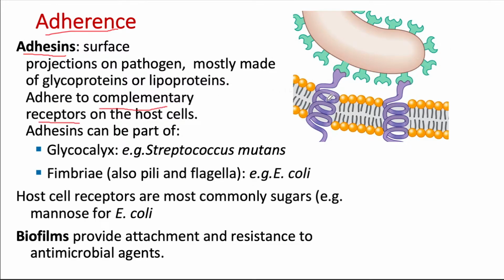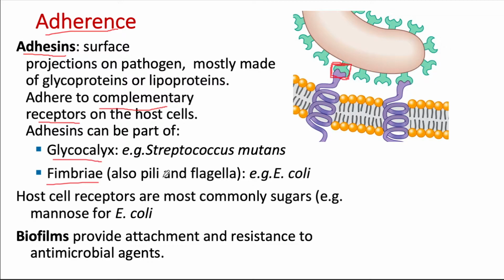So it becomes like a lock and key. So this is a host cell, and this is a pathogen, and these adhesins here are able to form complementary bonding with the surface proteins or the glycoproteins of the host cells. If you take Streptococcus mutans, for instance, it will produce glycocalyx adhesins. E. coli would have fimbriae, pili, flagella. That also helps it in attaching to host cells.